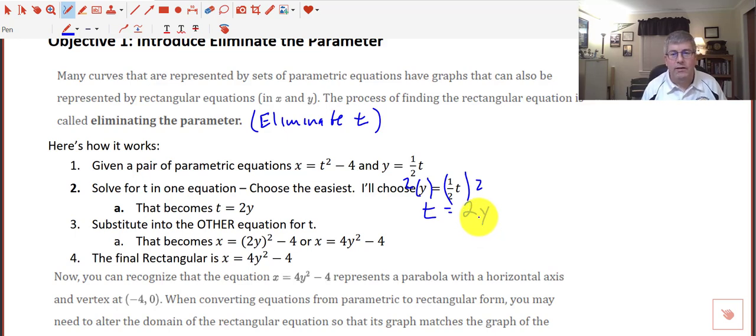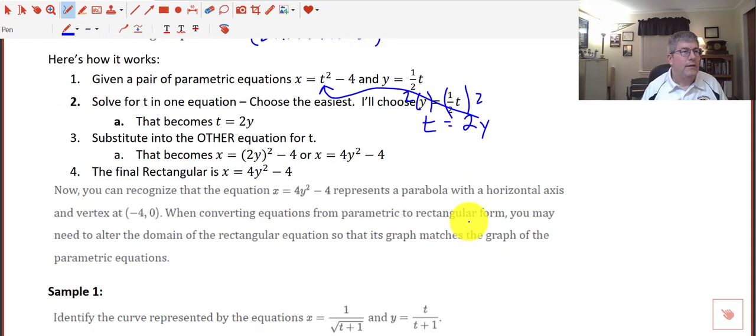So now I know what t is in terms of y, so I can substitute that into the other equation. So I take my 2y and I substitute it into my x equation for t. So I get x equals (2y) squared minus 4, or x equals 4y squared minus 4. So my final rectangular equation is x equals 4y squared minus 4. I've rewritten that without t in terms of x and y.